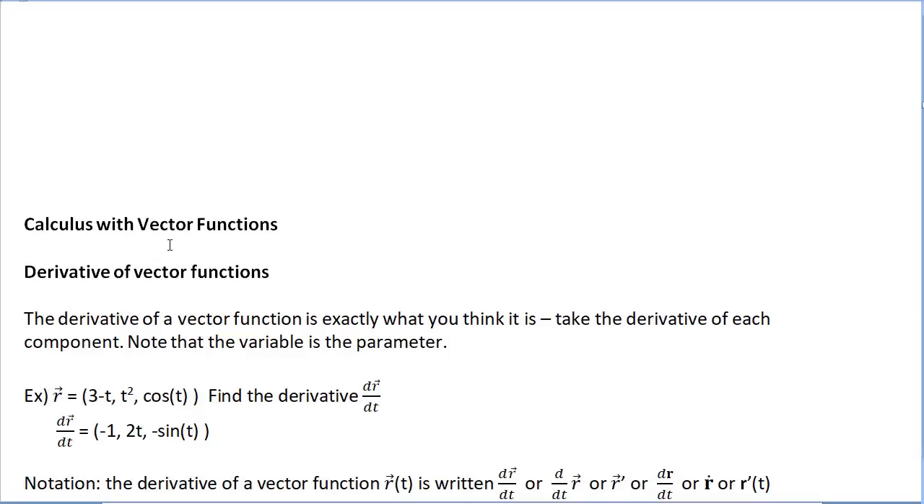All right, so a little bit about notation. Some of the notations are pretty much exactly what you would expect. We will, for the most part, stick to the first notation, writing dr dt.